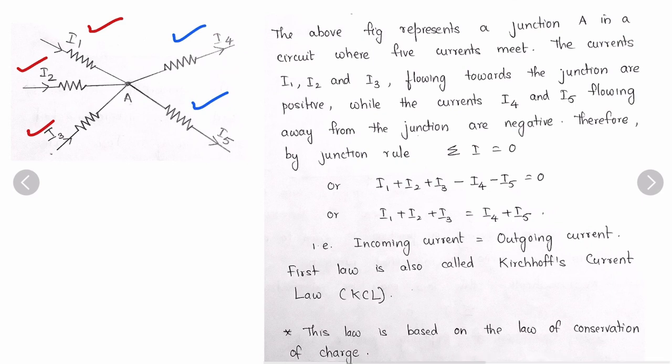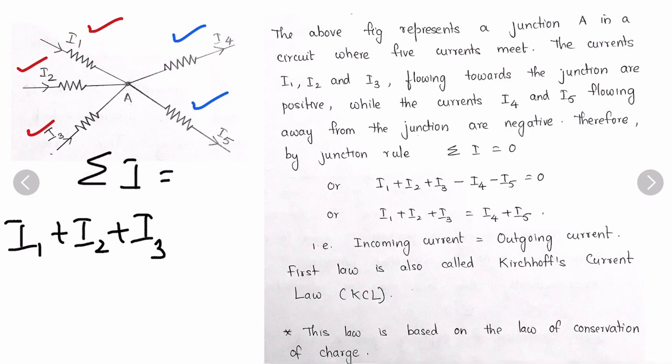Therefore, let's follow the sign convention. I1, I2, I3 we will take as positive, that is I1 plus I2 plus I3. Algebraic sum means you have to take positive and negative and add all of them. Then the sum is equal to 0, that is sigma I is equal to 0. Therefore, I1, I2, I3, which are flowing inside the junction, are taken as positive.